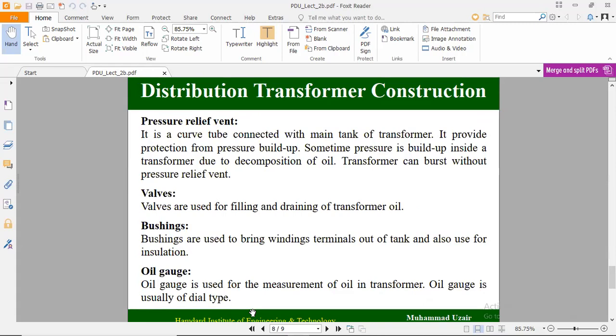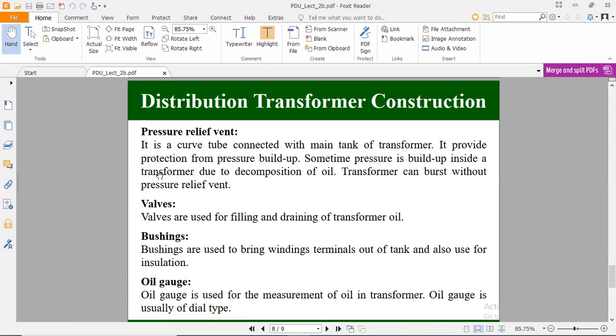Now moving towards the further section of transformer, pressure relief vent. It is a curved tube connected with the main tank of the transformer. It provides protection from pressure build up. Sometimes pressure is built up inside the transformer due to decomposition of oil. The tank can burst without a pressure relief vent. You can read this yourself.